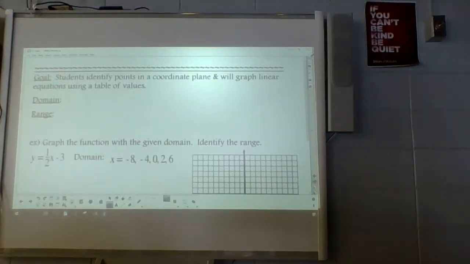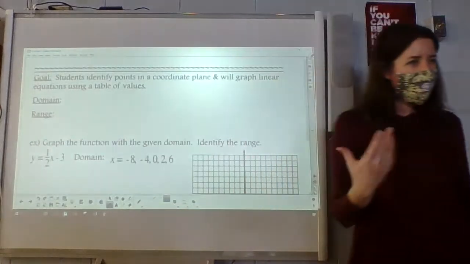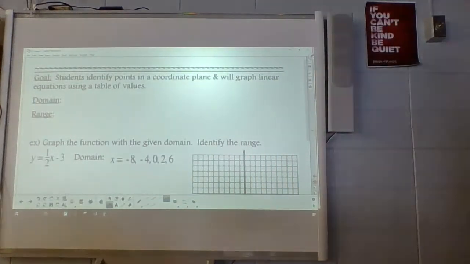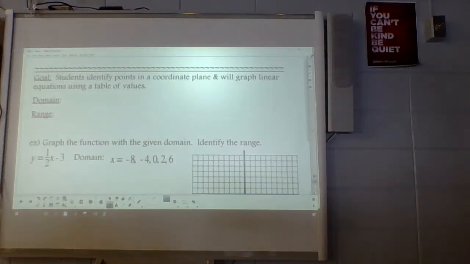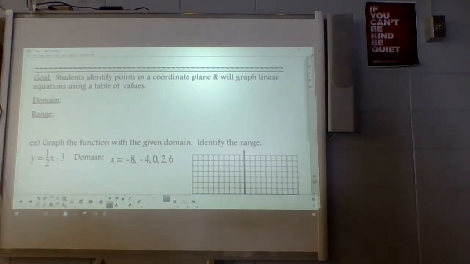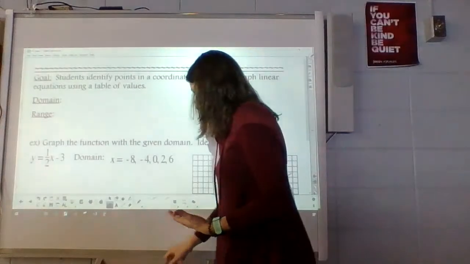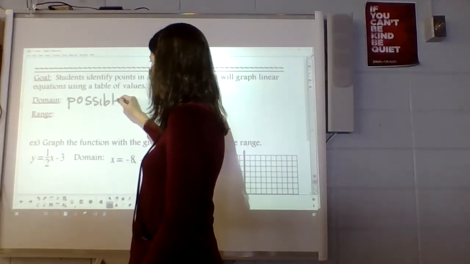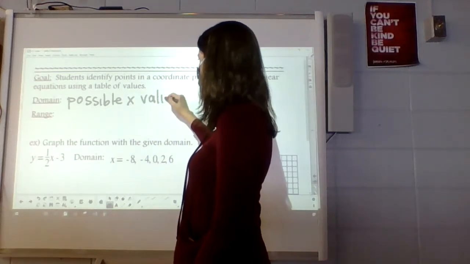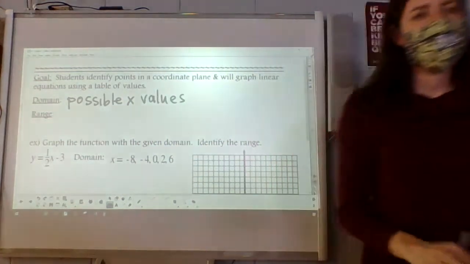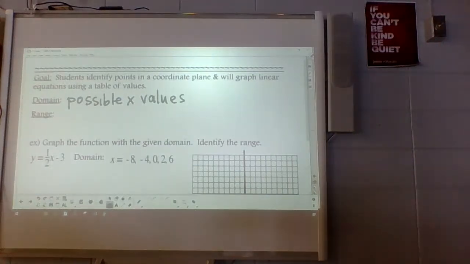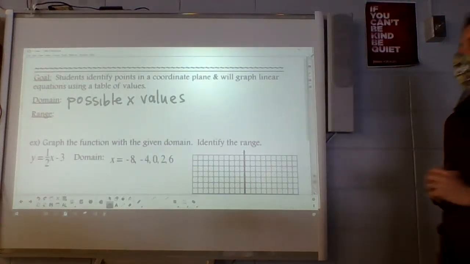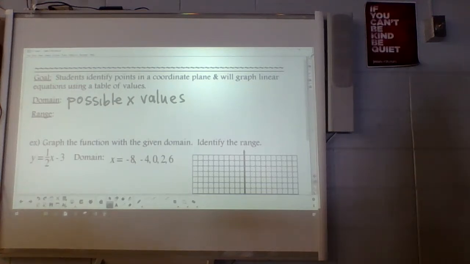So we're going to talk about graphing more today. Domain and range is something we talk about, but it's one of those things you're going to forget when you're not in the graphing unit. Domain is basically the possible x values we can use. So the x values that make sense for the problem. And then what do you think the range is based off of that? The possible y values.